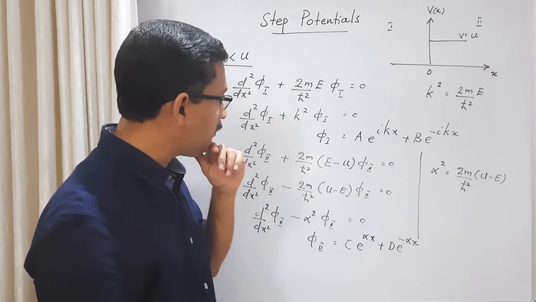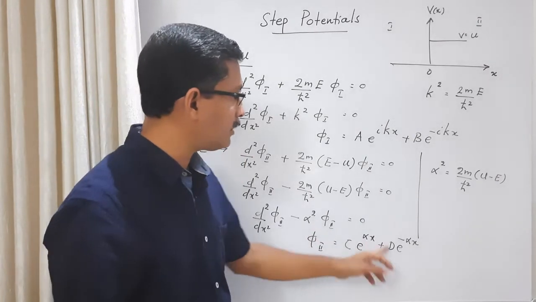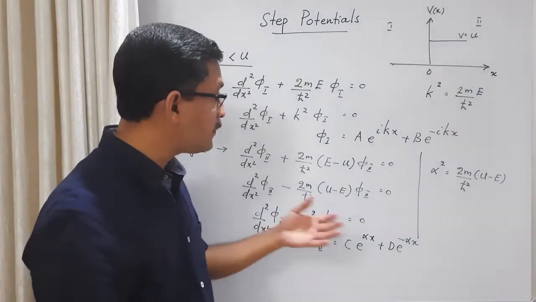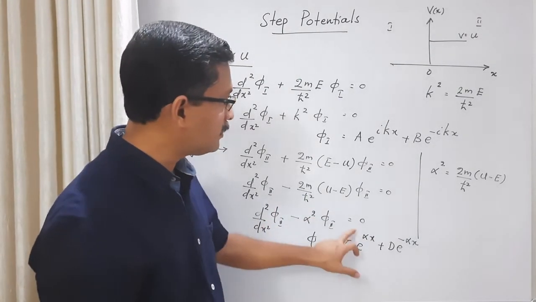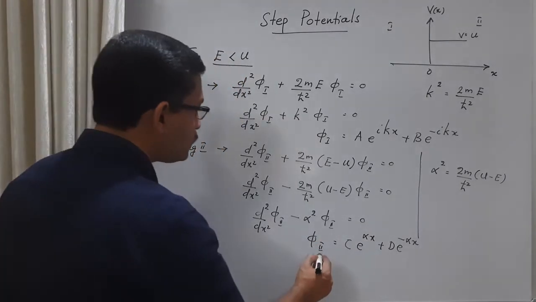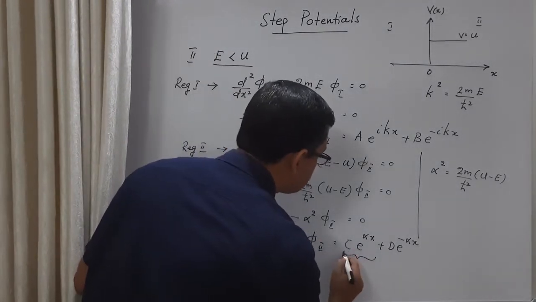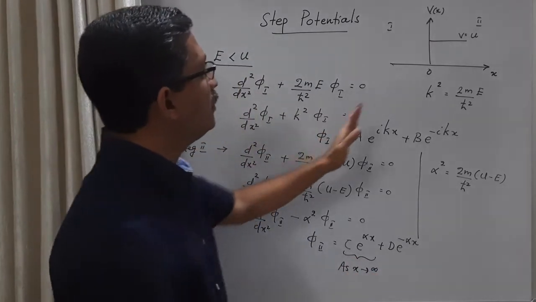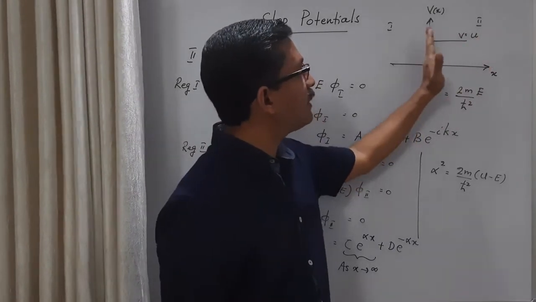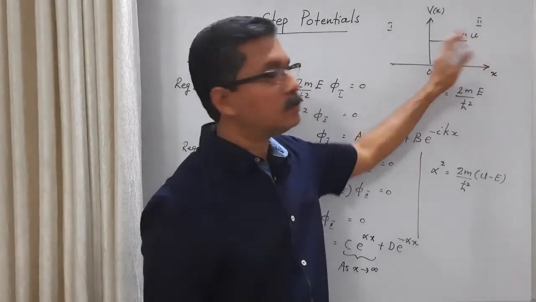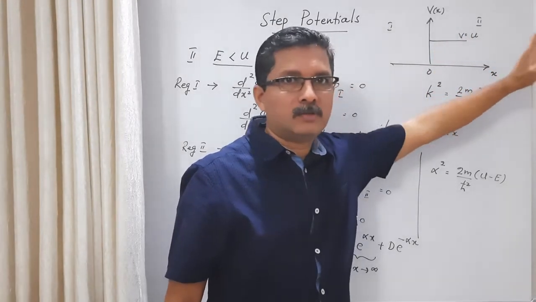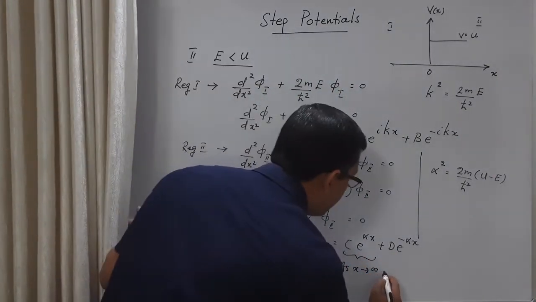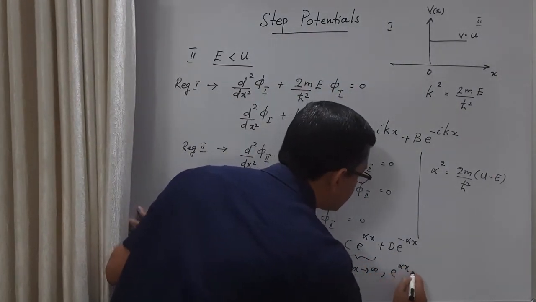But there is a problem here. Even though mathematically e raised to alpha x and e raised to minus alpha x are solutions, physically there is a problem with this part. The problem is that as x tends to infinity, because in this region for x greater than or equal to 0 our potential energy is U, this region goes up to infinity. So the limit of this region is plus infinity. As x tends to plus infinity, e raised to alpha x tends to infinity.